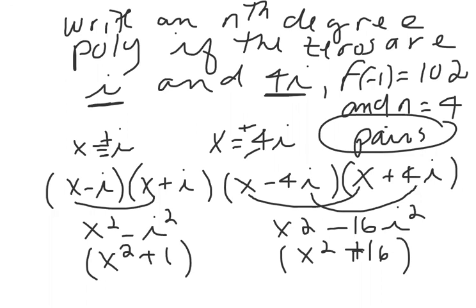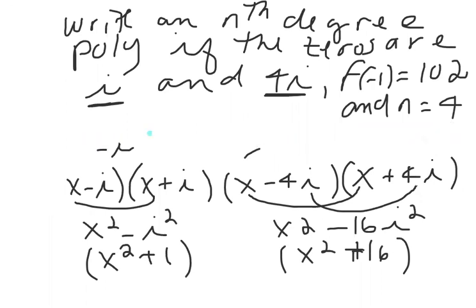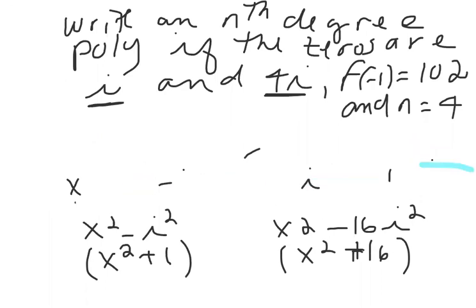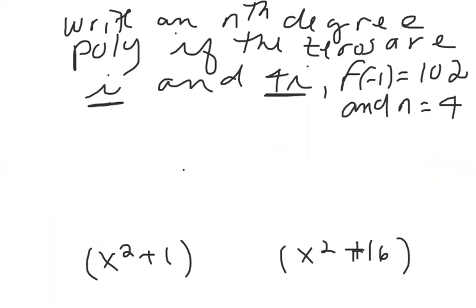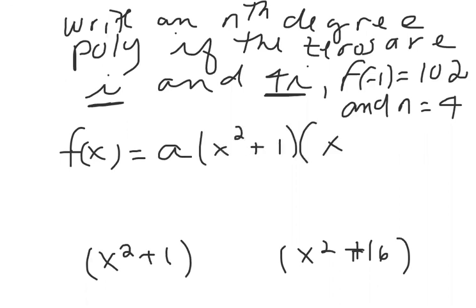All right, so now guys, let me go ahead and write the form of this polynomial, because now that we know the two binomial factors that would lead to these zeros, we can use that to write out the polynomial. So let me write it out for you. The polynomial would be in the form of the leading coefficient, which we don't know, times x squared plus 1 times x squared plus 16.